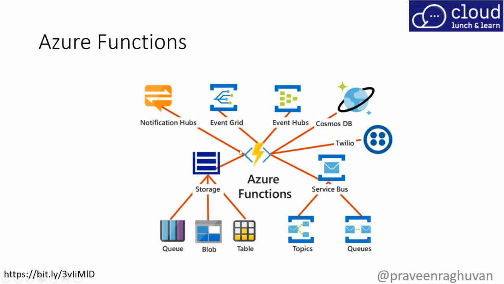These are the different categories of triggers that are available. One of the good ones is Cosmos DB, the NoSQL offering from Azure. That is also one of the good connectors available. Then for your messaging services, you have Service Bus.